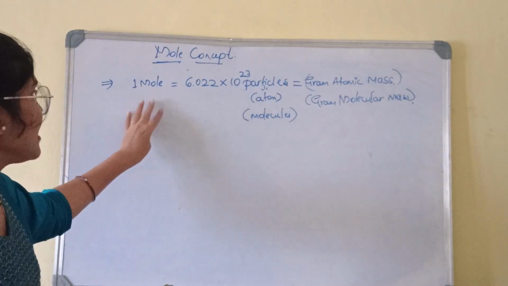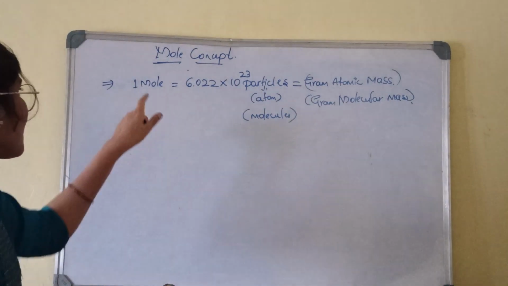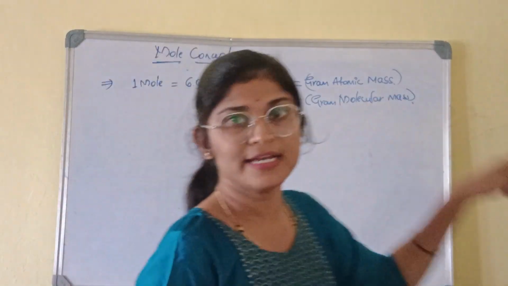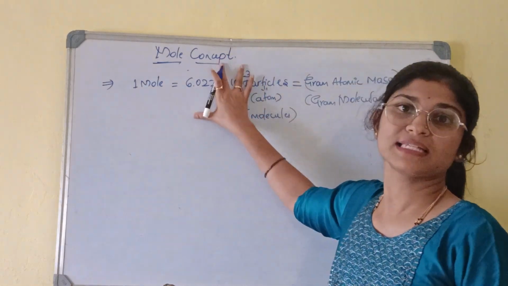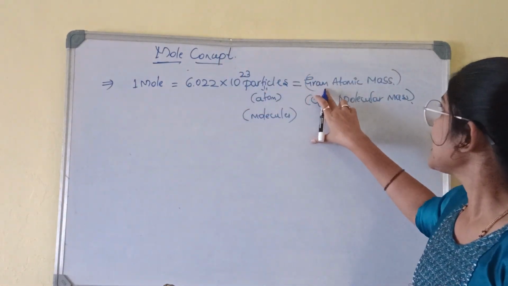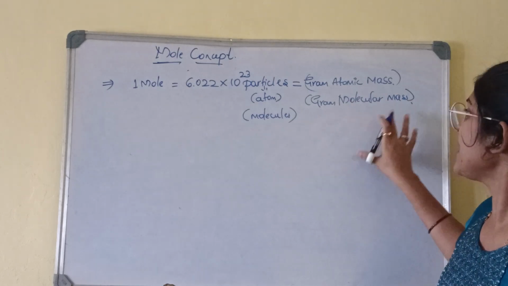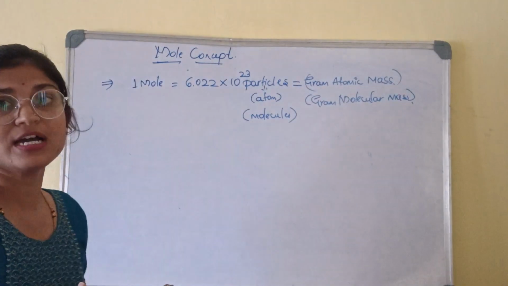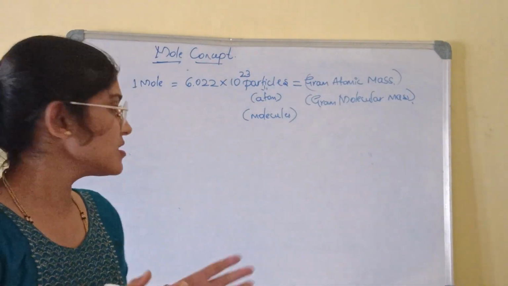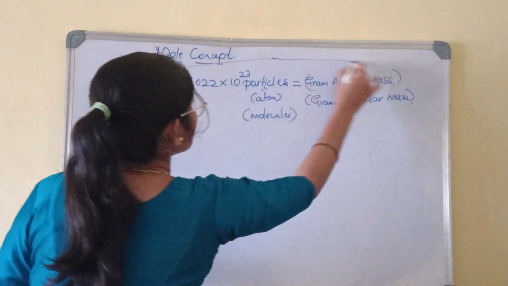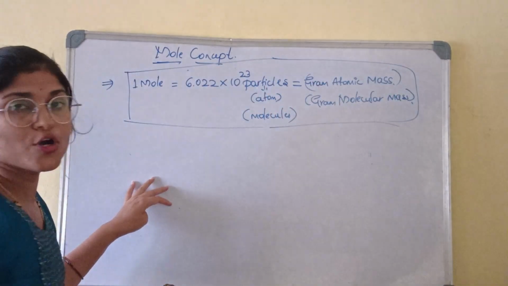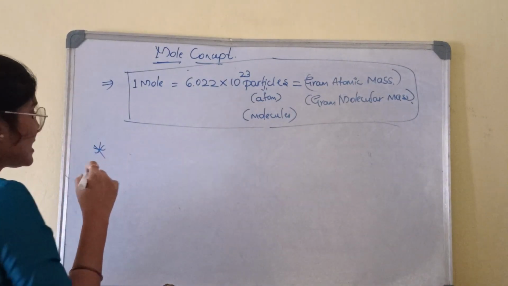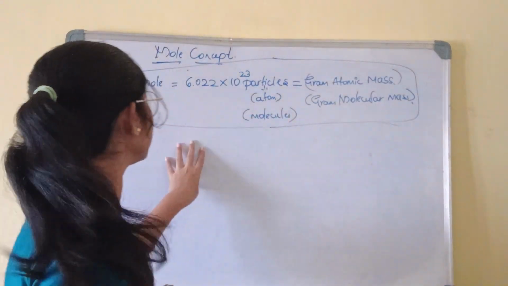So this is the relation which we have just studied. 1 mole is equal to 6.022 into 10 to the power 23 particles, and the mass of 1 mole of particles is equal to gram atomic mass or gram molecular mass. This relationship is important for solving mole concept problems. Let me take one example to understand this concept.